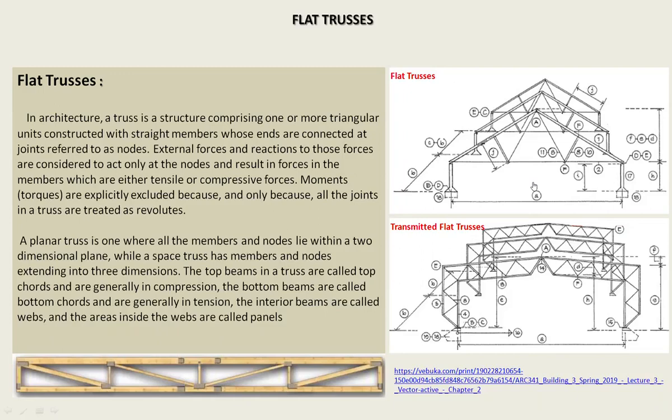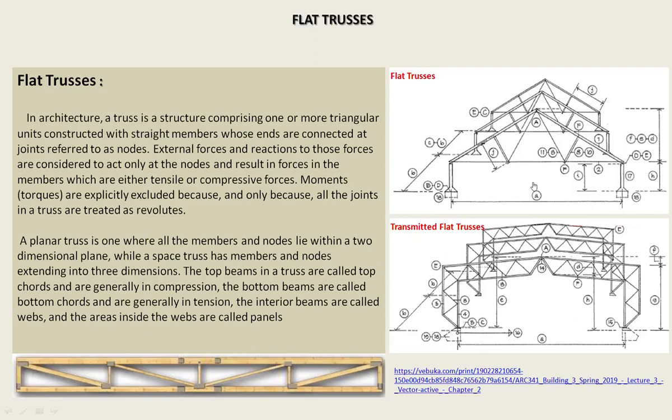For the flat trusses, what are flat trusses? In architecture, a truss is a structure comprising one or more triangle units constructed with straight members whose ends are connected at joints referred to as nodes. External forces and reactions to those forces are considered to act only at the nodes and to result in forces in the members which are either tensile or compressive forces. Moments are explicitly excluded because, and only because, all the joints in a truss are treated as revolutes.